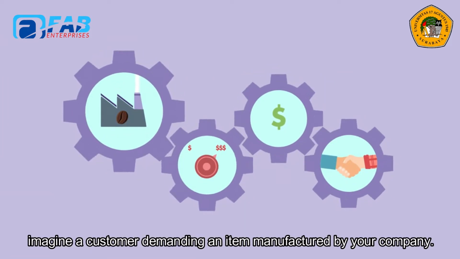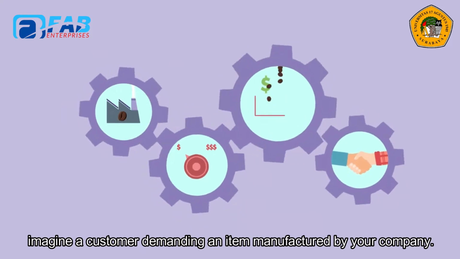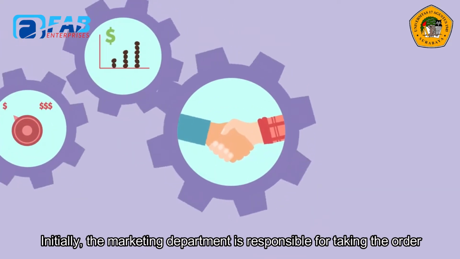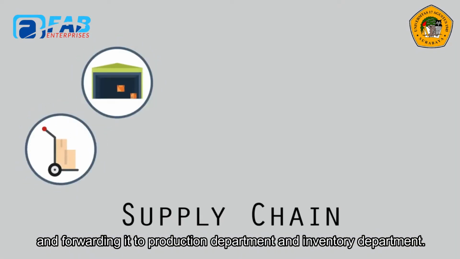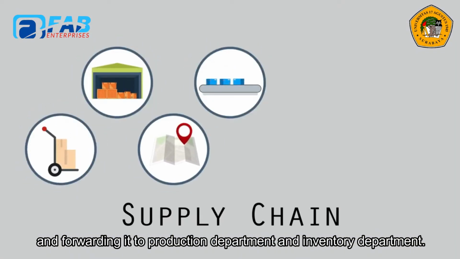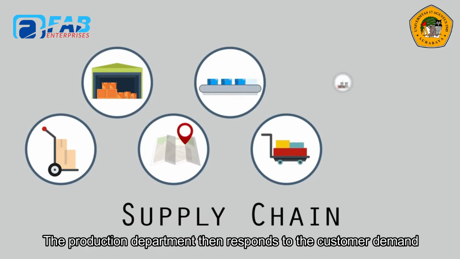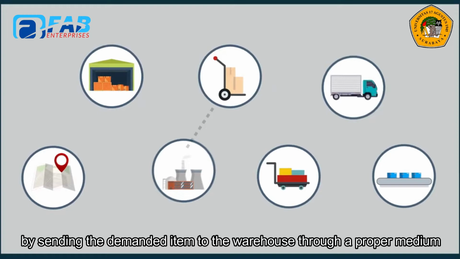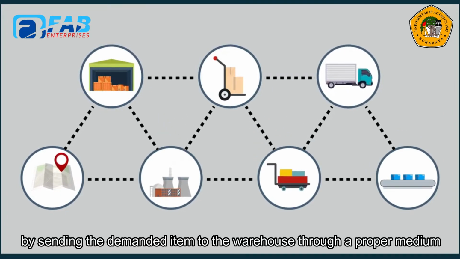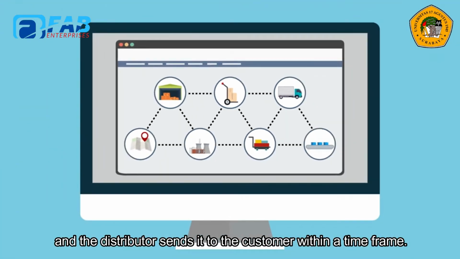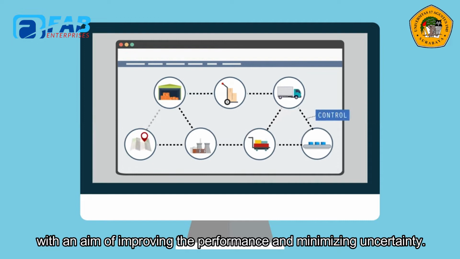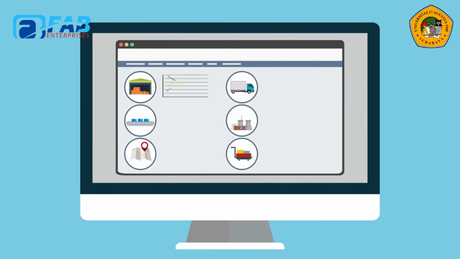For example, imagine a customer demanding an item manufactured by your company. Initially, the marketing department is responsible for taking the order and forwarding it to the production department and inventory department. The production department then responds to the customer demand by sending the demanded item to the warehouse through a proper medium, and the distributor sends it to the customer within a time frame. All the departments engaged in this process need to work with an aim of improving the performance and minimizing uncertainty.